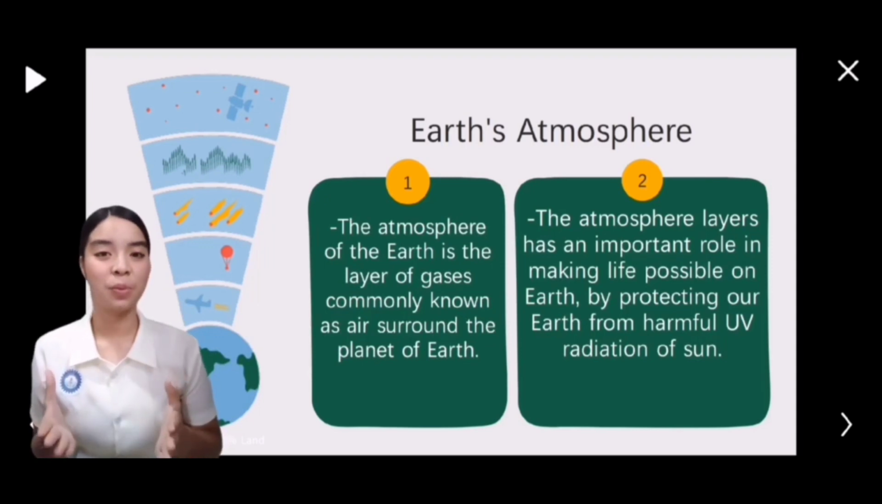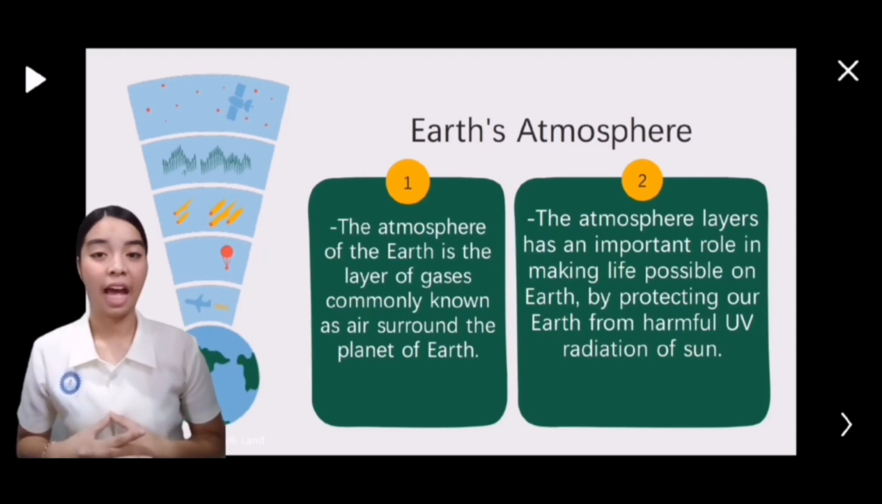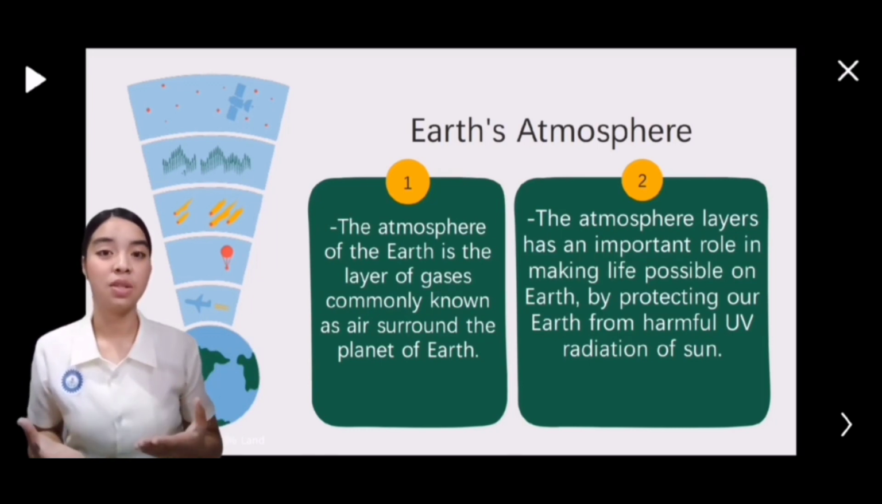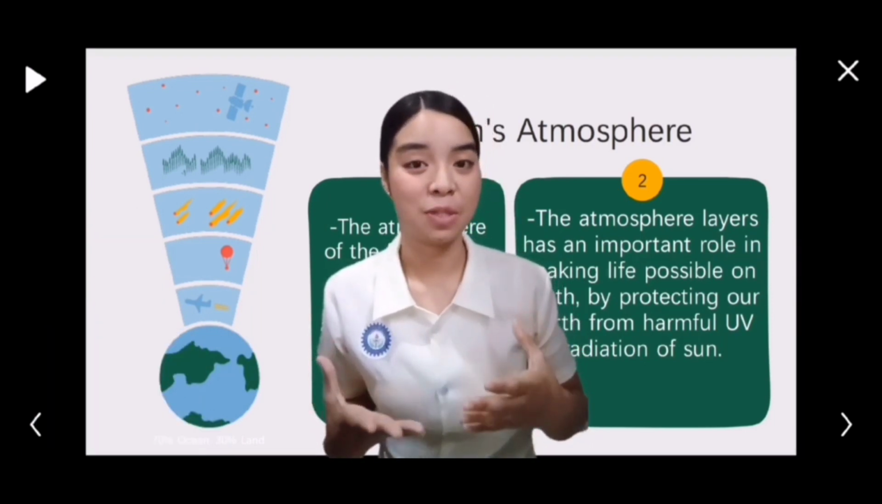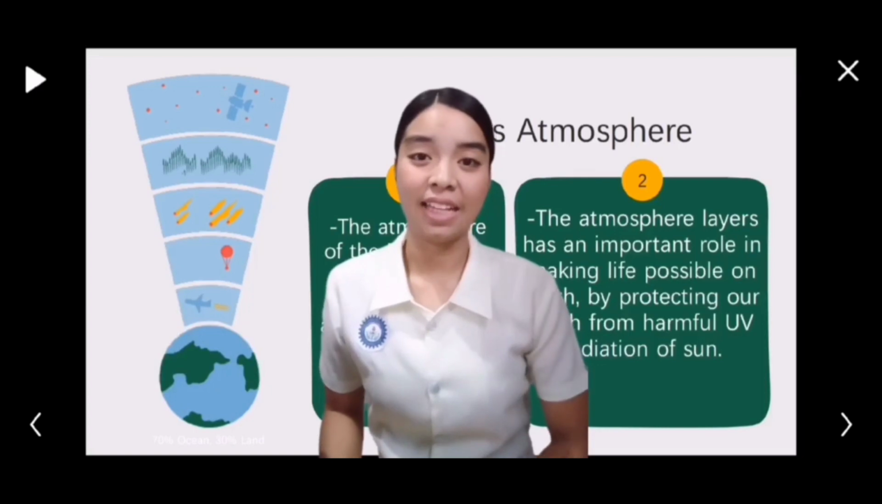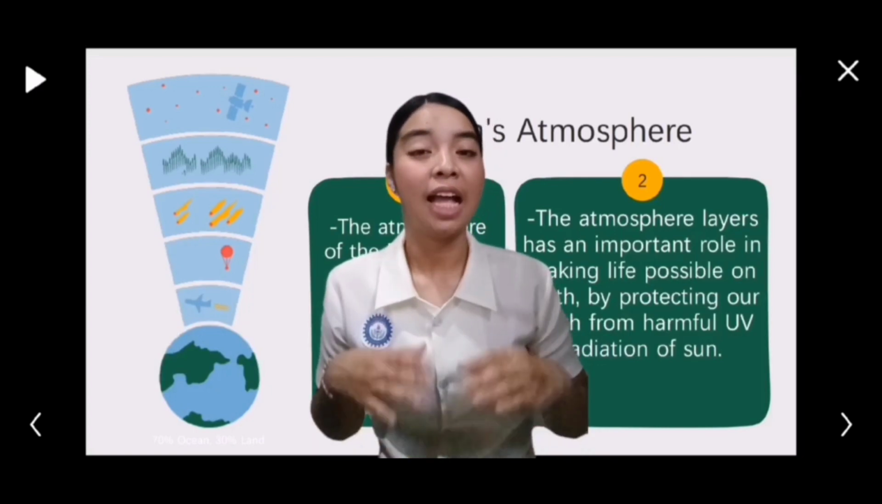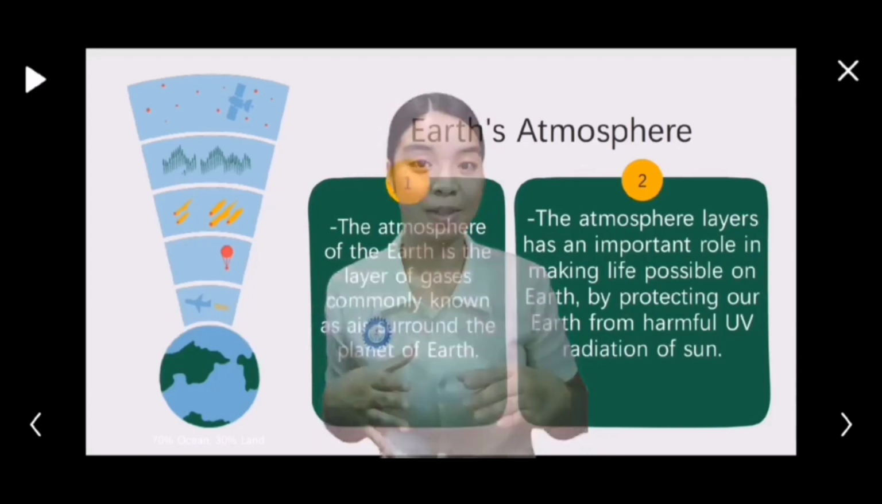So in the description we learned that the Earth's atmosphere plays a crucial role in our living because without this, we might not be able to exist, right? And now we already know what the Earth's atmosphere is. Let's move on to the next slide and we will talk about the atmospheric layers of the Earth.